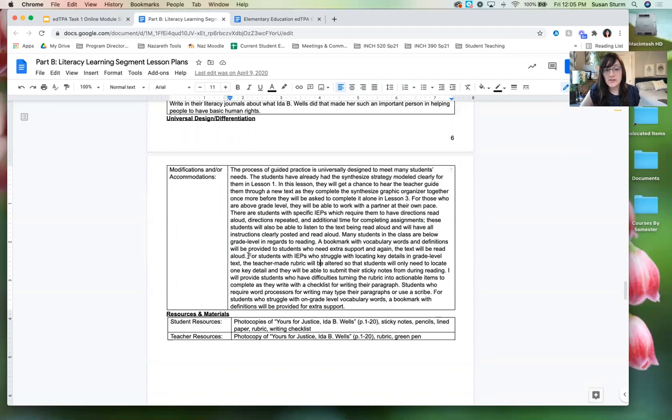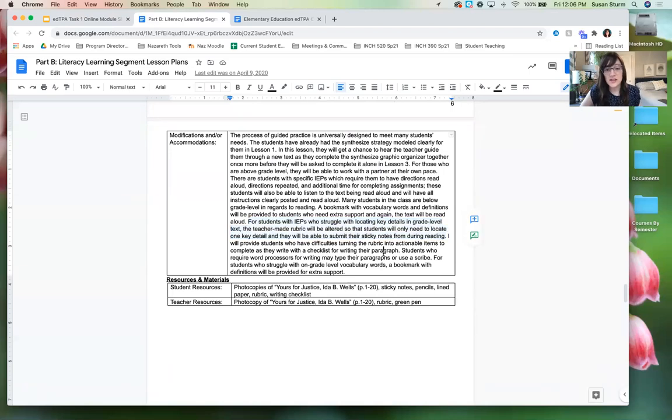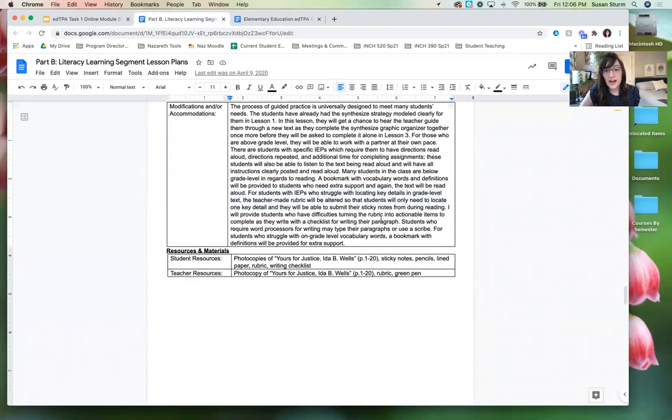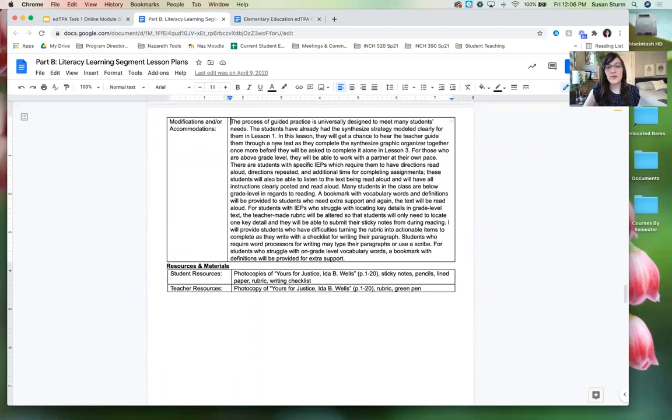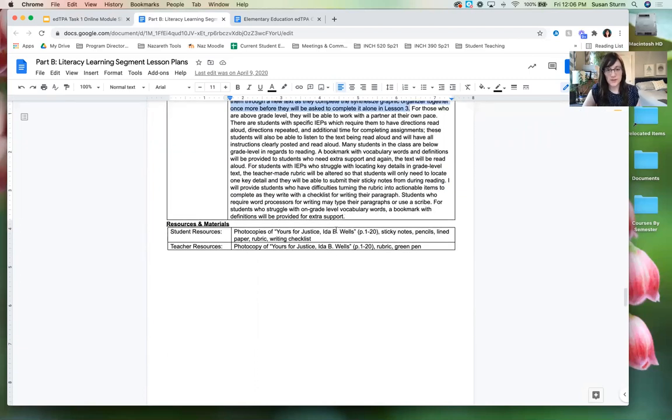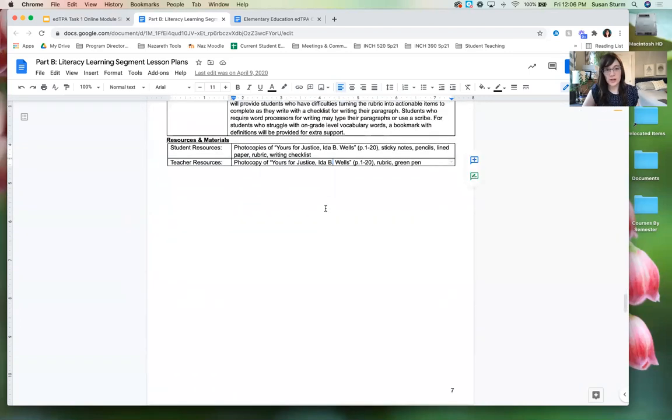For students who are having difficulty with locating details, the teacher-made rubric will be altered for them. So she's got a modified rubric for students who have IEPs, who have difficulty with locating details. They're going to have a checklist for writing their paragraph if they have an IEP or a need, and then word processors. So we see a lot of things repeated from that first day here, but there are some new things, particularly around how guided practice looks a little bit different in its support for students. So we've got a new text, we're going to use sticky notes and the rubric.